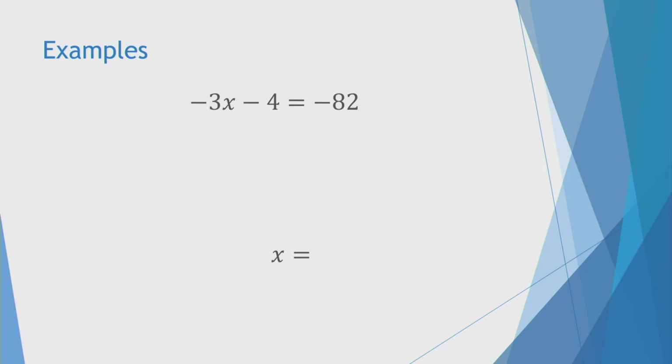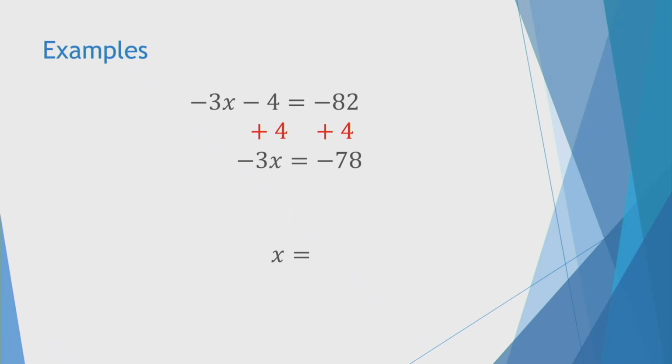In this case, we have a negative 3 attached to the x, that's one term, and then we have minus 4 on the left side. So our first step is to get rid of that minus 4 on the left side. The opposite of subtraction, the inverse operation, would be addition. So we're going to add 4 to both sides. When we add 4 to both sides, our left side gives us negative 3x, because the negative 4 and the positive 4 cancel out. And on the right side, we get negative 82 plus 4, which is negative 78.